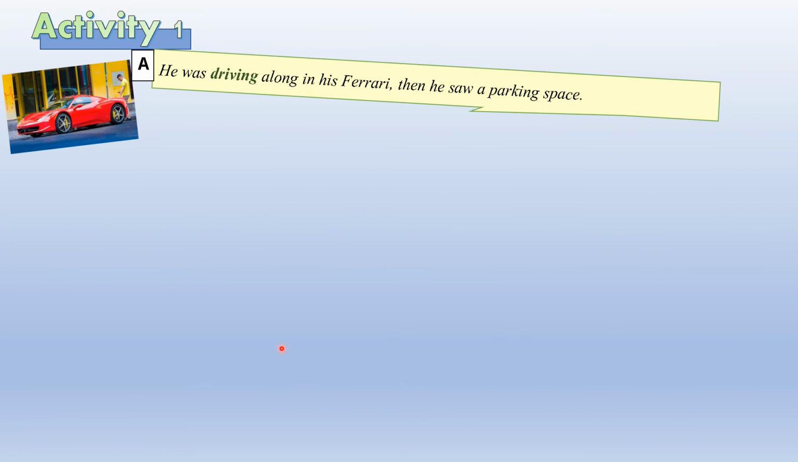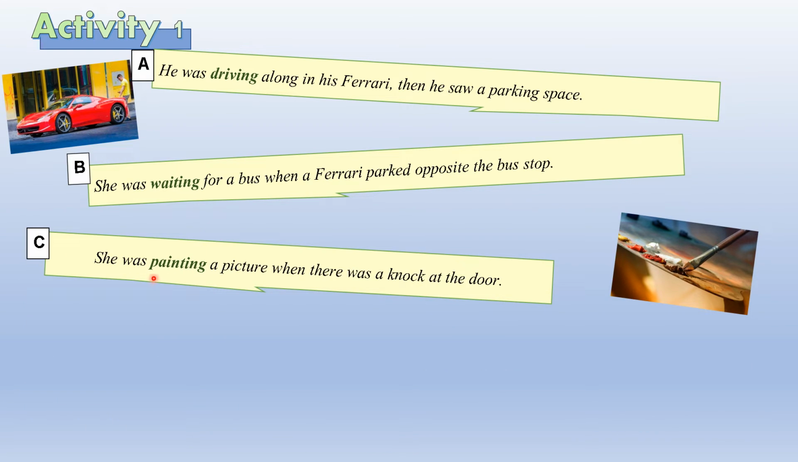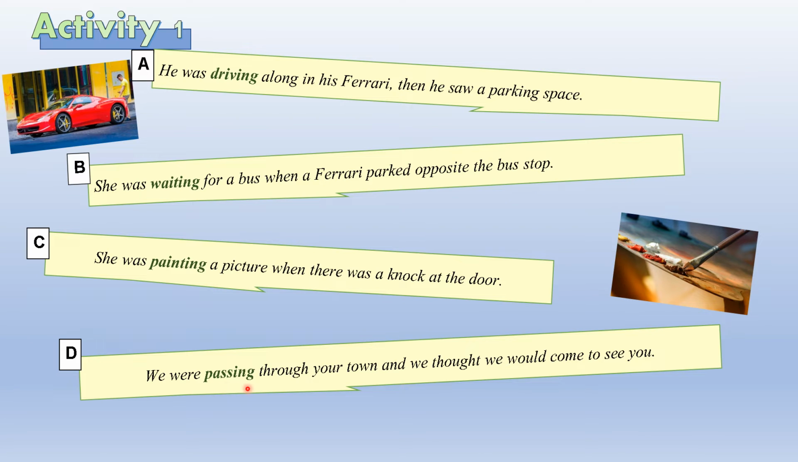Okay, let's go over the answers. So A was driving along in his Ferrari. B, she was waiting for a bus. C, she was painting a picture. D, we were passing through your town.